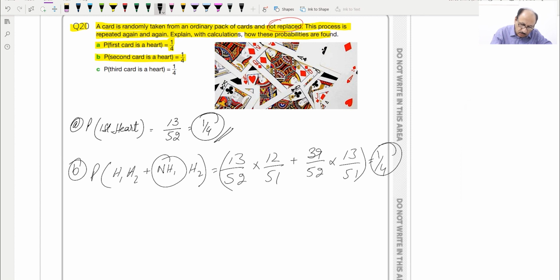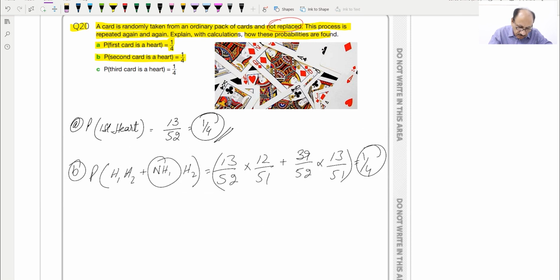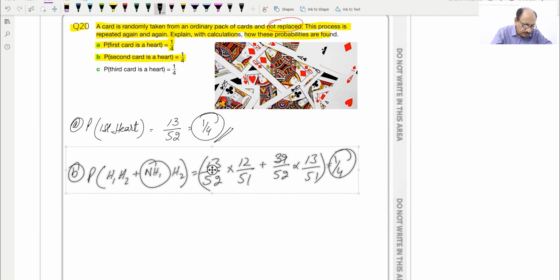So which is required. We have done this part also. So B part is done. Now we can go to the C part, and C part says the probability that third card is a heart is also 1 by 4.